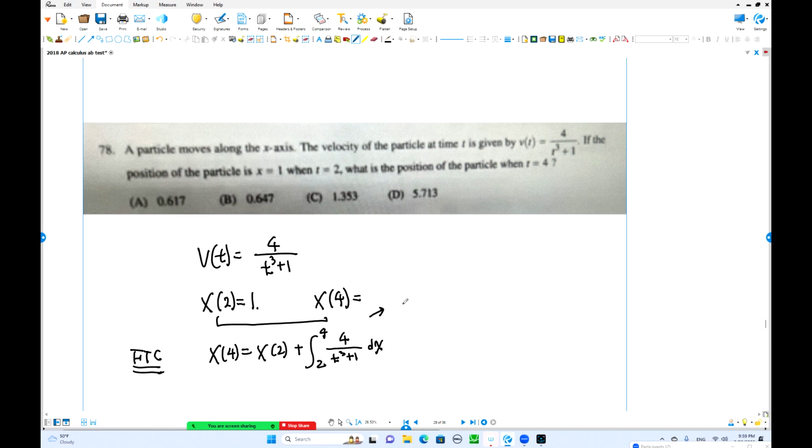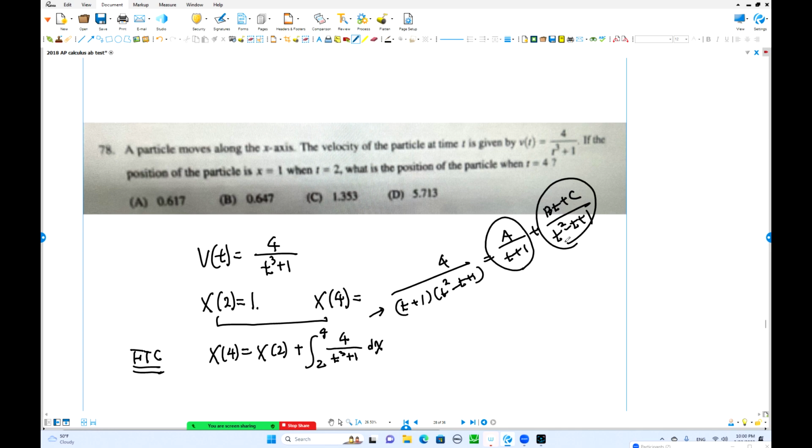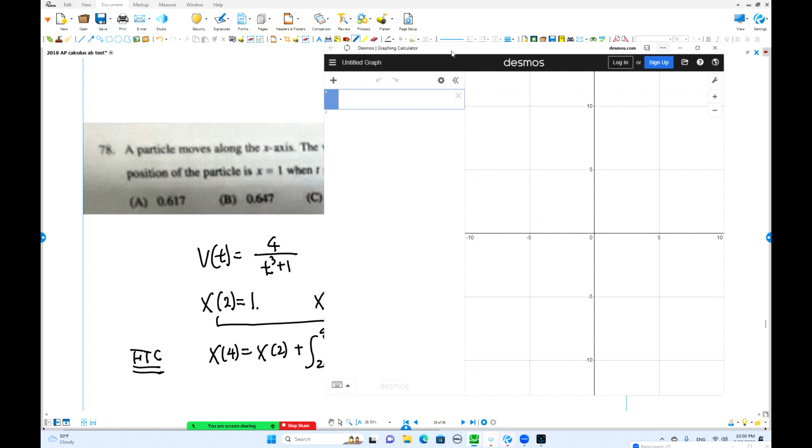Without using a calculator, you have to factor t cubed plus 1 as t plus 1 times t squared minus t plus 1, right? Over 4, you separate this into a over t plus 1 plus bt plus c over t squared minus t plus 1. Using this partial fraction, this is ln, and u substitution again, right? That's right. But it takes too much time because we can use our calculator, okay? Use our calculator. Take a look at me.